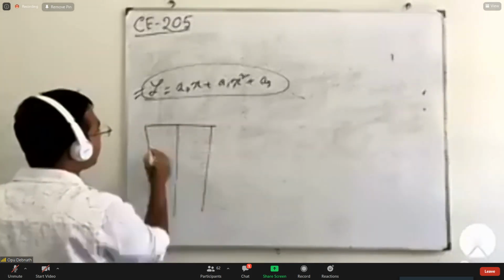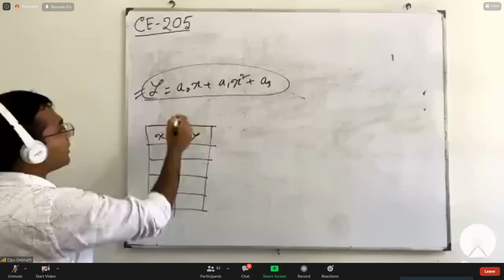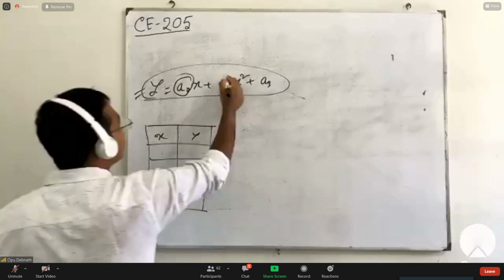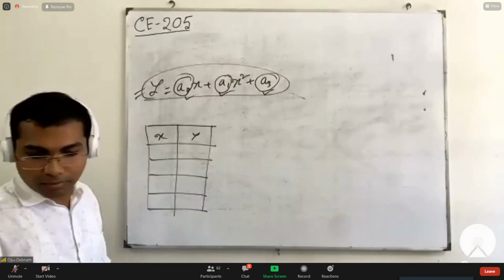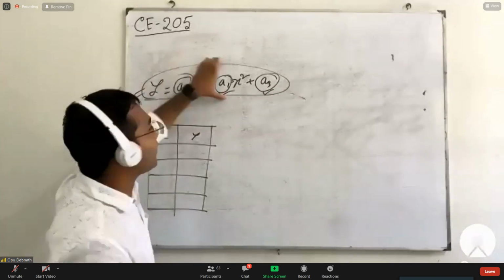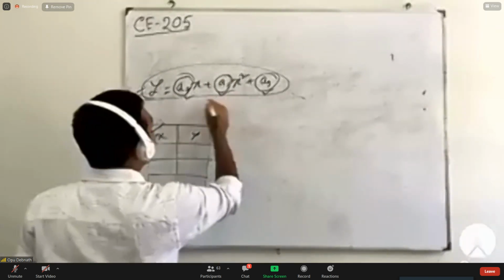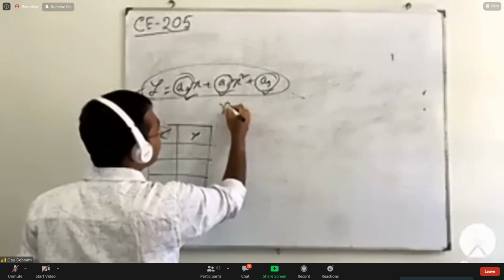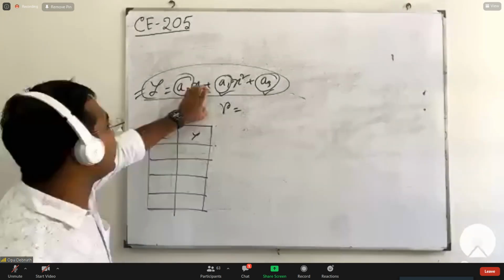Suppose you have x, y, a set of data. Here the task is to find these three coefficients a0, a1, a2. Once you get these three coefficients, you will get your desired equation, and thereafter another task is to find the regression or accuracy of your fitted equation.